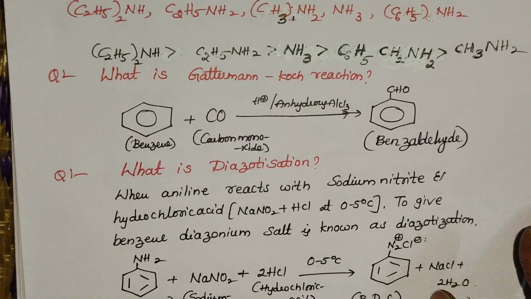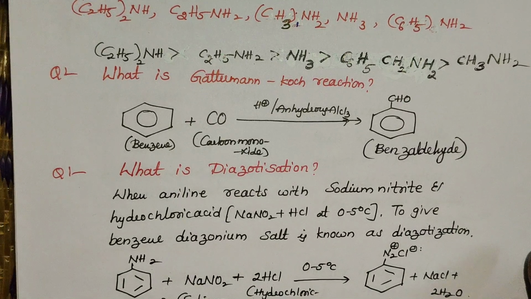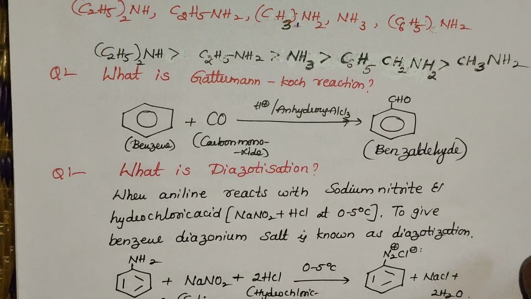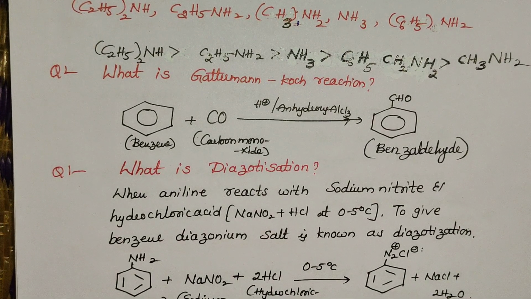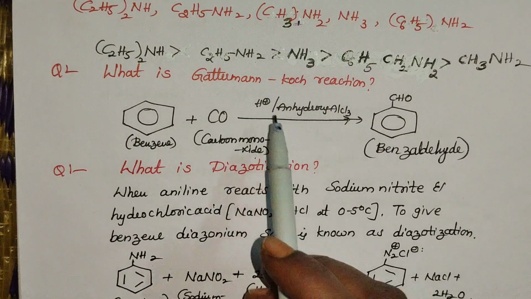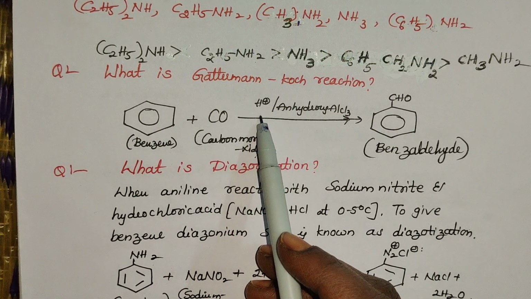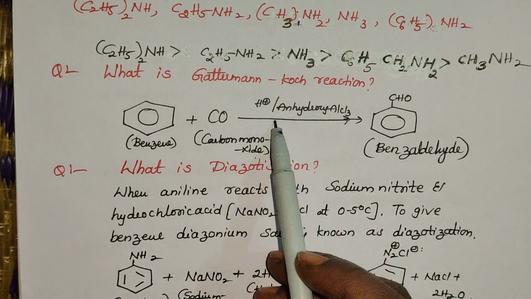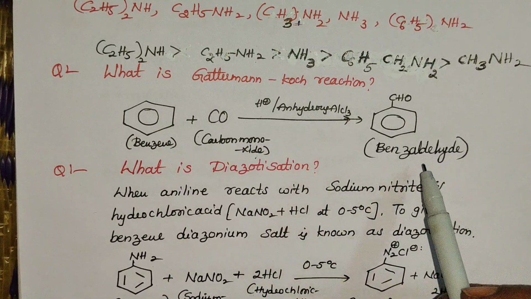Next, what is the Gattermann-Koch reaction? Most of the students have doubt about the Gattermann reaction and the Gattermann-Koch reaction. Gattermann reaction is a halogen substitution reaction, but Gattermann-Koch reaction is when benzene is treated with carbon monoxide in presence of H plus acidic medium and anhydrous, means waterless, AlCl3, it will give benzaldehyde.